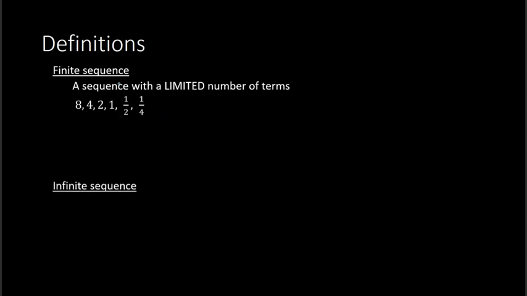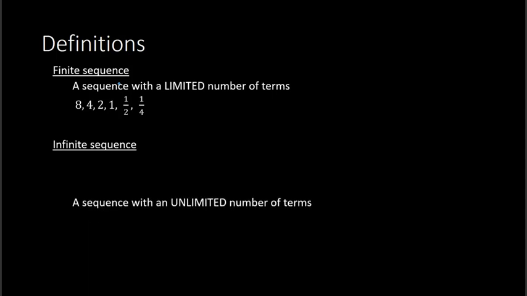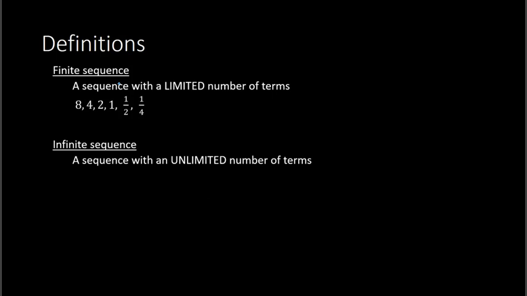So then the other type would be infinite, the opposite, which is a sequence with an unlimited number of terms, meaning it keeps going forever. Here is the same sequence, but at the end we see this dot dot dot, or what's also called an ellipsis. This means that it keeps going on forever, which would make it infinite. So this is categorization based off the length of the sequence. So the finite stops and infinite keeps going.